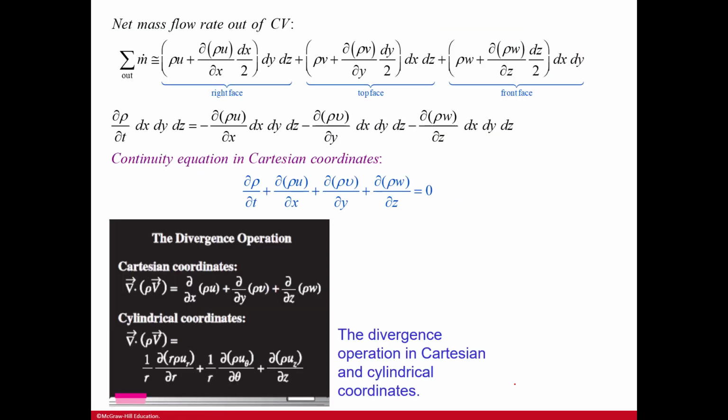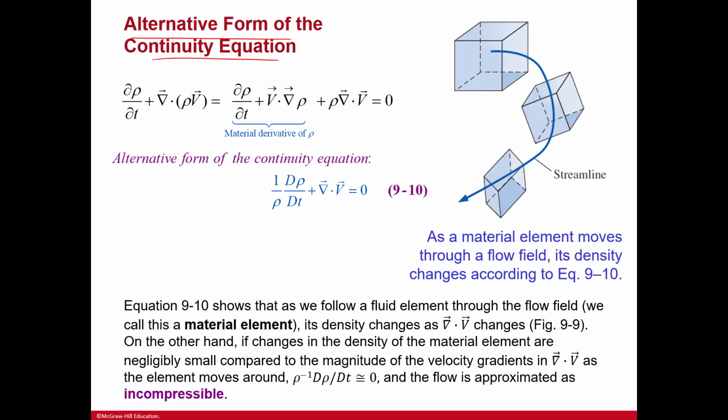And here again is the net mass flow rate out of the control volume. Right face, top face, front face, etc. The continuity equation in the Cartesian coordinates, and those again are just added. Here's our alternative form of the continuity equation, and it's derived here.